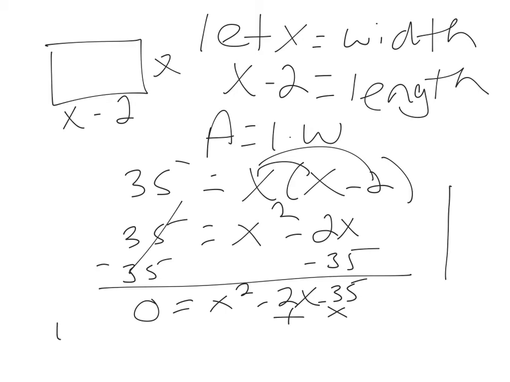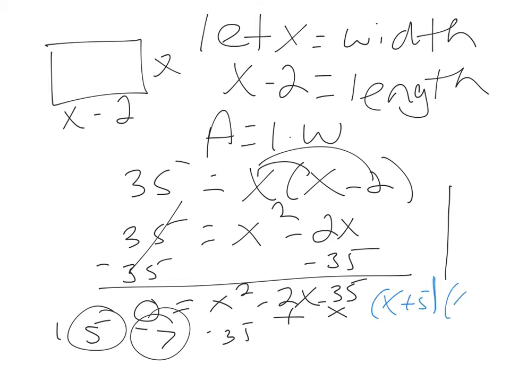So I've got 1 and negative 35. And then, let's see, is 35 divisible by 2? No. Is 35 divisible by 3? No. Is 35 divisible by 4? No. By 5? Yes. 5. And I'm using negative 7 because it's a negative product and a negative sum. Those add up to negative 2. So that means that I have x plus 5 times x minus 7 equals 0. So x is negative 5 and x is 7.